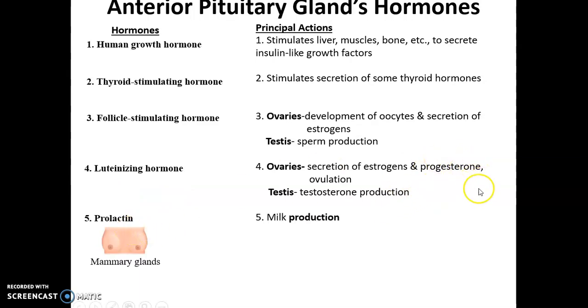Hormone 5 is prolactin. Prolactin affects the mammary glands and is involved in milk production. So prolactin leads to milk production in the mammary glands.